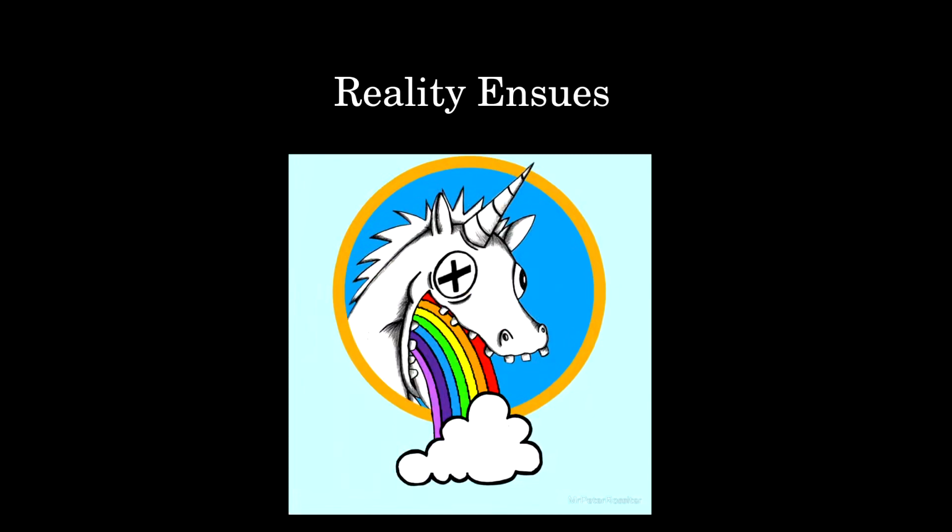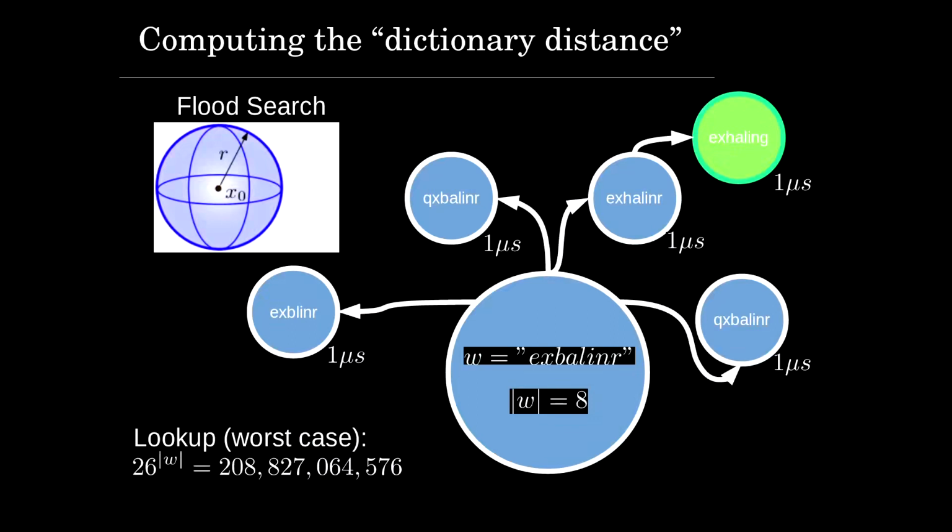Well, let's look at how you actually perform this computation of edit distance. The canonical algorithm to do this is called a flood search. What you basically do is take your input and perform a breadth-first search in the space of possible strings by performing every edit that you can think of. It's basically a stupid brute force. So as the amount of edits that you're willing to search through grows, the size of the space that you're going to search through grows exponentially.